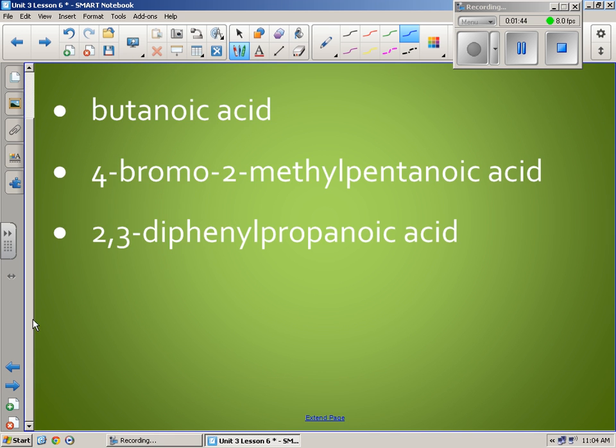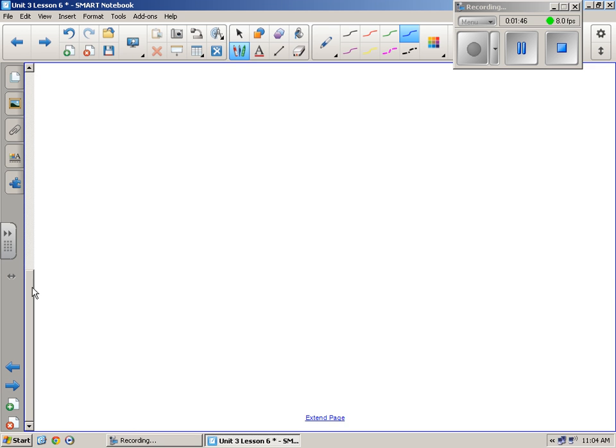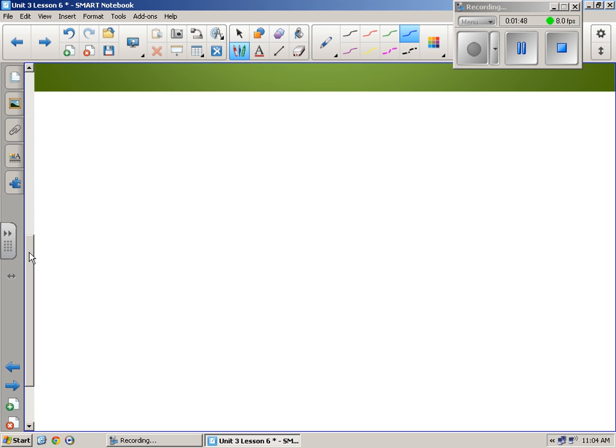So here we go. Butanoic acid, first one. Normally when you write these, you do them like this. Butanoic acid, of course, 4 carbons. Double bond O, OH looks like that. That's the carboxylic acid version of butane, butanoic acid, and of course just fill in the rest with hydrogens.